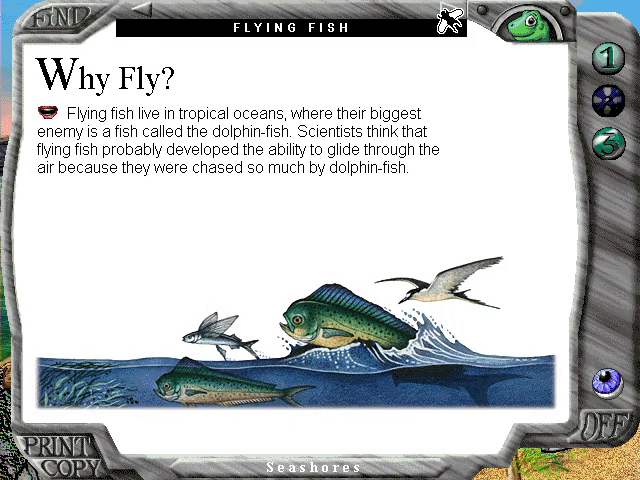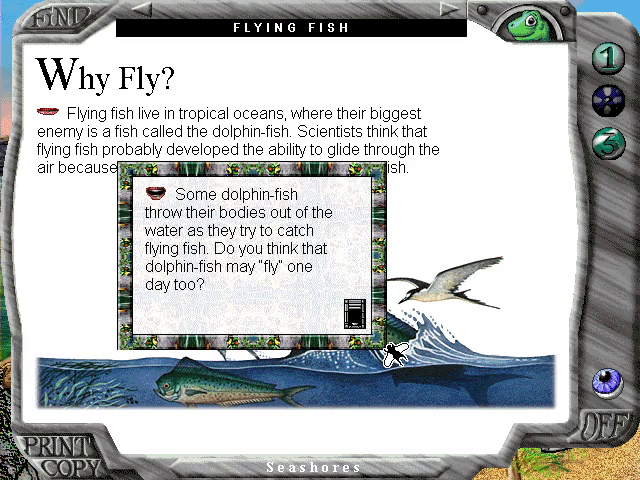Why fly? Flying fish live in tropical oceans, where their biggest enemy is a fish called the dolphin fish. Scientists think that flying fish probably developed the ability to glide through the air because they were chased so much by dolphin fish. Some dolphin fish throw their bodies out of the water as they try to catch flying fish. Do you think that dolphin fish may fly one day too?